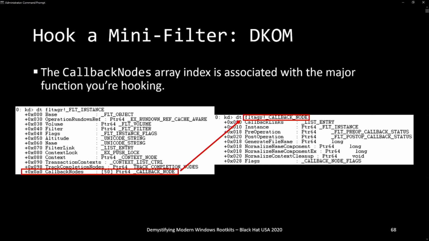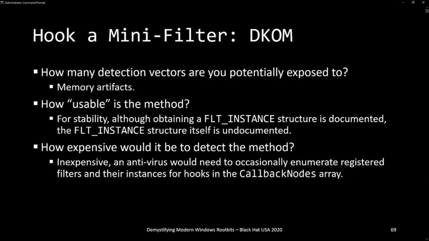Now this doesn't have any actual impact other than making sure that the values align with the function that you're hooking. So how many detection vectors are you potentially exposed to? Well, you're potentially exposed to memory artifacts. How usable is the method? Since finding an FLT_INSTANCE is semi-documented, it's going to be pretty stable, but the FLT_INSTANCE structure itself is undocumented, so that can change randomly as well. How expensive is it to detect? It's still relatively inexpensive, because an antivirus can enumerate these filters and their instances and then check to see if any of the functions are outside of the bounds of the driver.